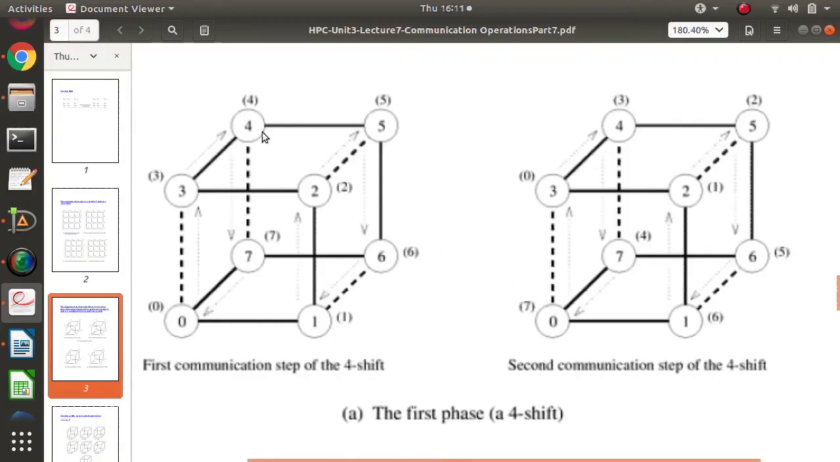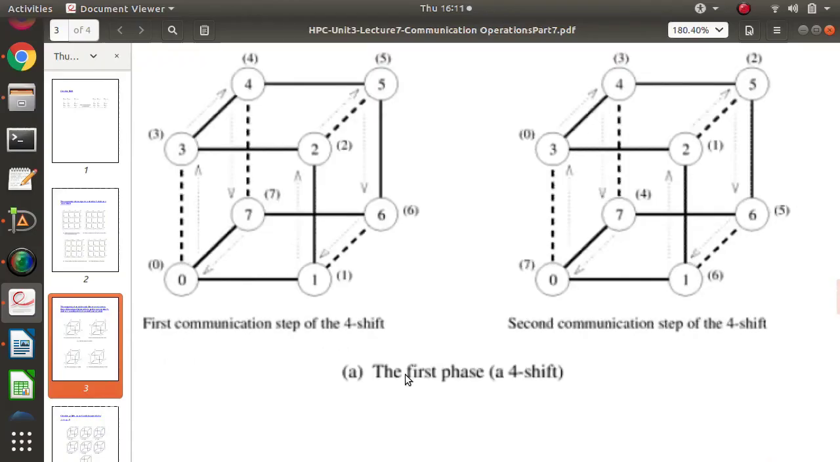So how will 0 send to 4? Like this. 0 will send to 3, first step. Then 3 will send to 4. How will 1 send to 5? First step, second step. How will 2 send to 6? First step, second step. How will 3 send to 7? First step and second step. So the 4 shift is done in 2 steps because of this hypercube structure.